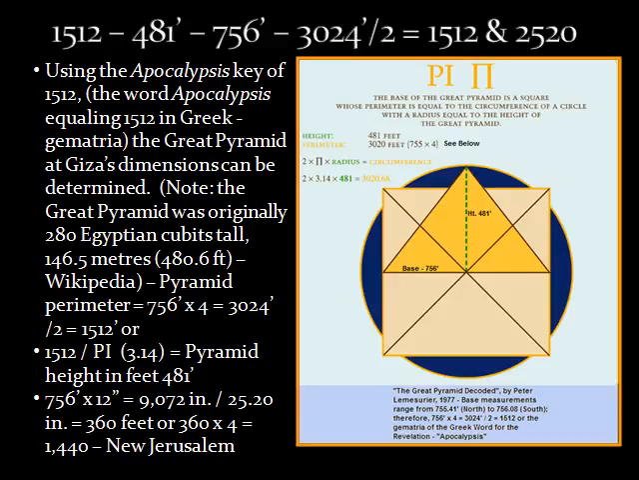Now 756 feet times 12 inches will equal 9,072 inches. Divide that by the sacred cubit of 25.20 inches, you will equal 360 feet, or 360 times 4 will equal 1,440, 144 being the dimension of the New Jerusalem itself.